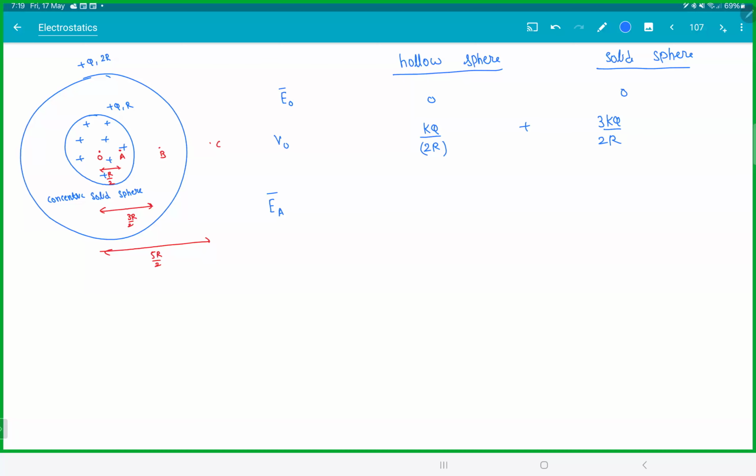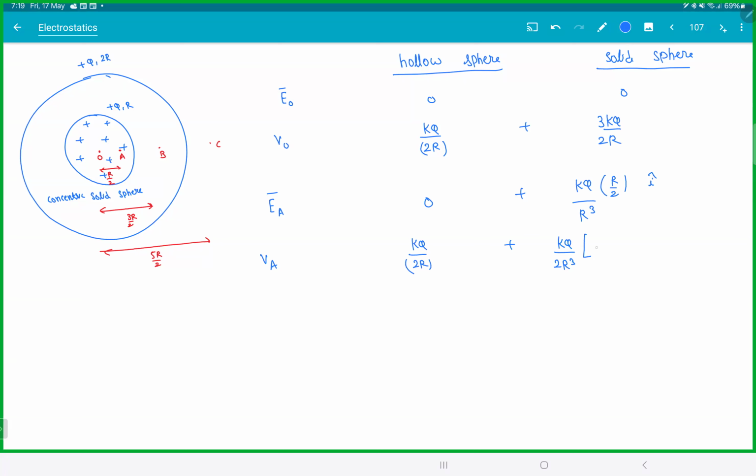So E_A, the hollow sphere's field, is 0, because A is inside the hollow sphere. And for the solid sphere, it is kq, distance r by 2, by r cubed. You can simplify. Direction would be i cap, right side. Potential at A would be kq by 2r. Here the formula is kq by 2r cubed.